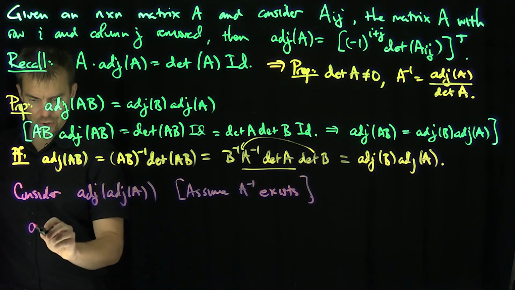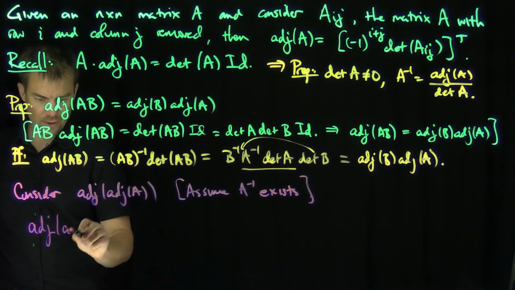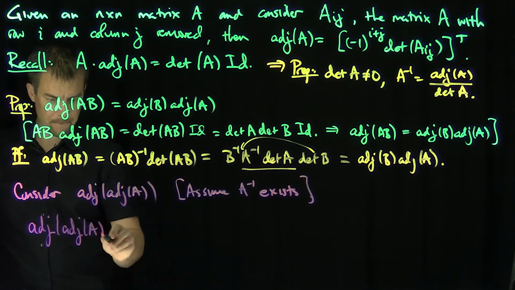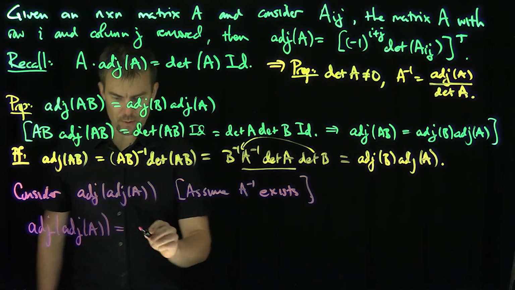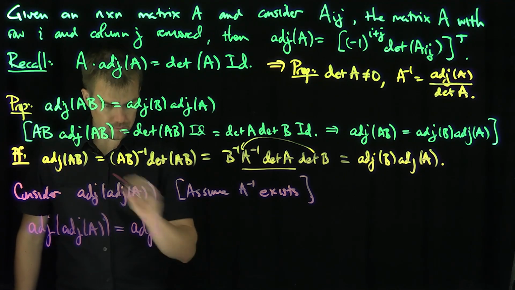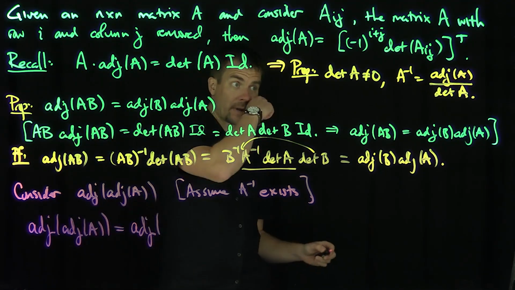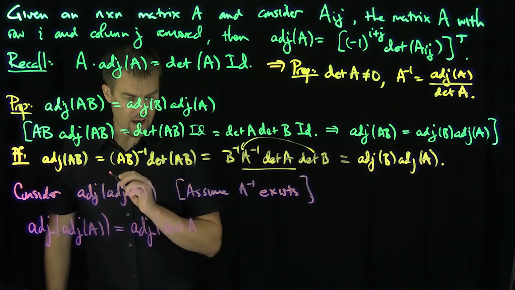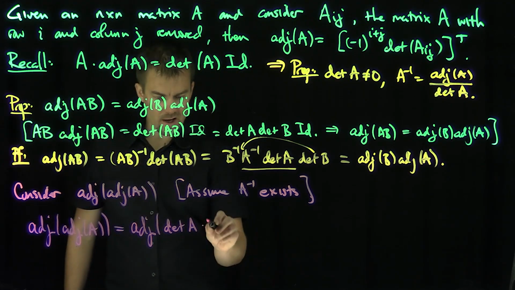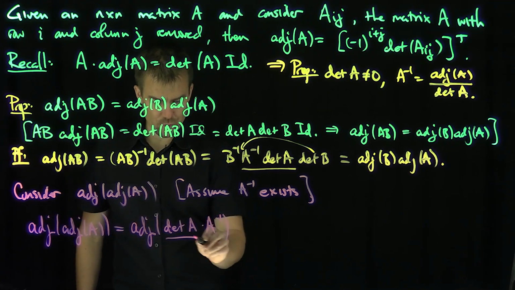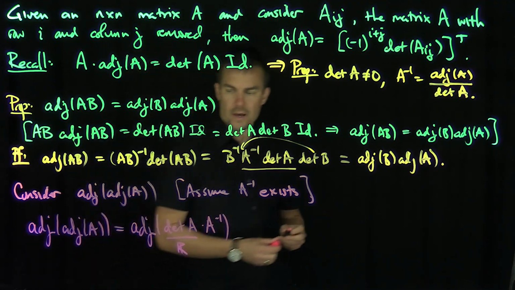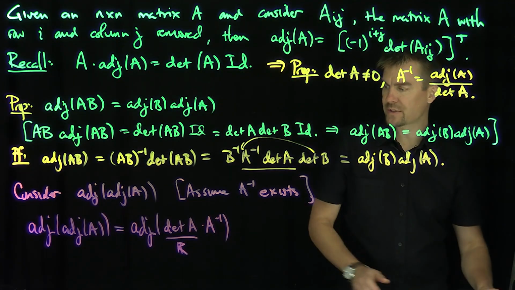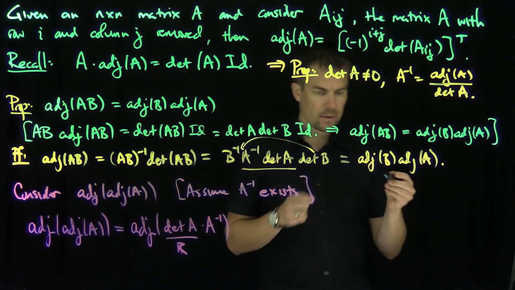Then this is going to give us the adjugate of A is going to be equal to the adjugate of what? Now the adjugate, when A inverse exists, is going to be the determinant of A times A inverse. And now we need a little lemma because that's a real number over here. That's just a real number. And so now the question becomes: how does the adjugate handle scaling?